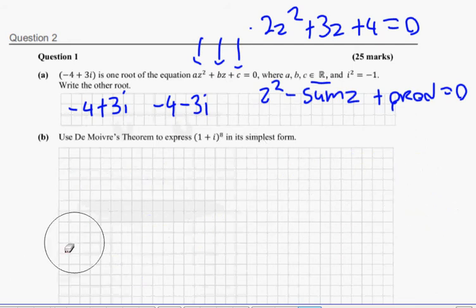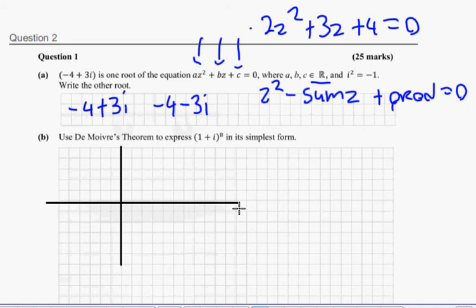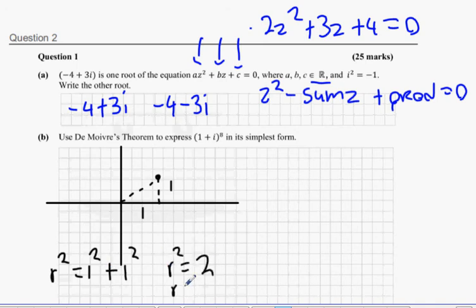Express it in its simplest form. I'm not going to multiply that out 8 times, am I? Can anybody suggest an alternate method for that? That formula. 1 plus i is here, isn't it? 1 plus i is 1 across and 1 down. R squared equals 1 squared plus 1 squared. R squared equals 2, R equals root 2.